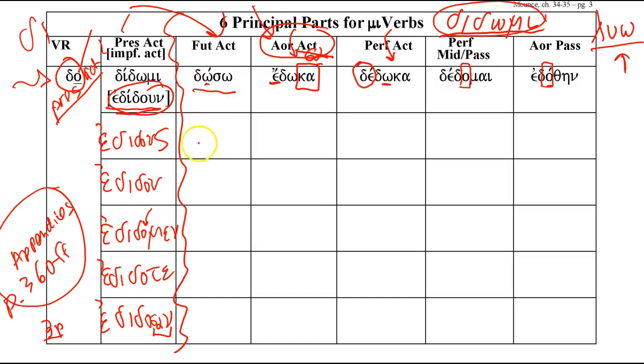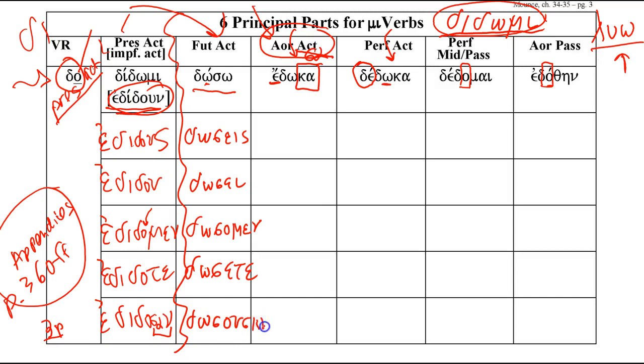Doso is I will give. Doseis is you will give. Dosei is he, she, it will give. Dosomen is we will give. Dosete is you all will give. And dosousi, or dosousin, they will give.